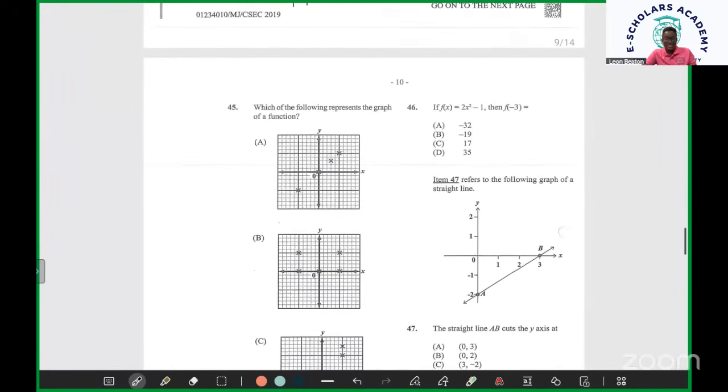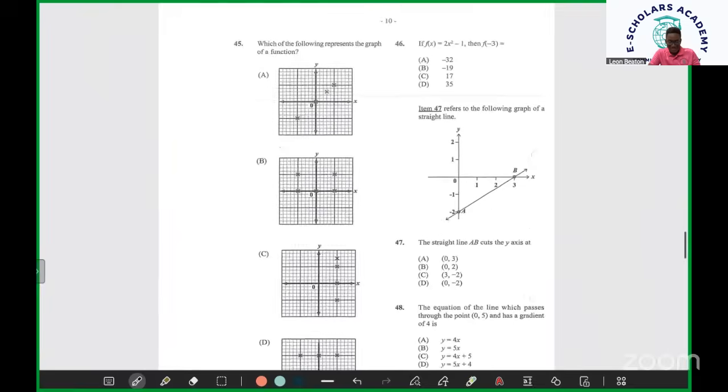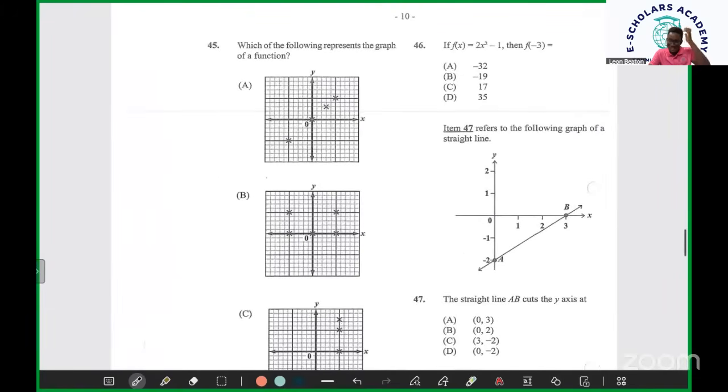All right, what time is it? Let's finish off this paper. Let's finish off this paper. What time is it? 9:20. Let's finish off this paper.